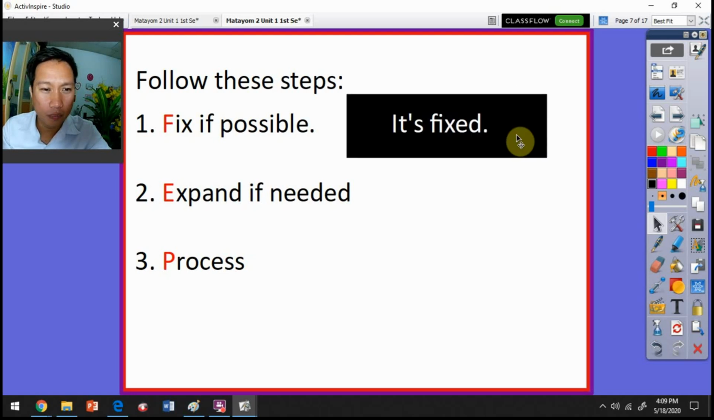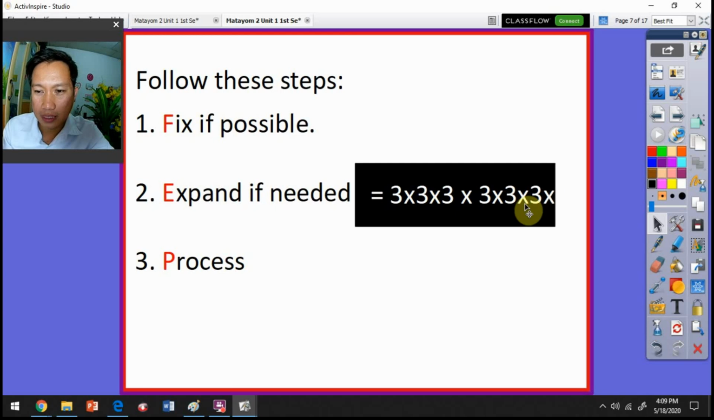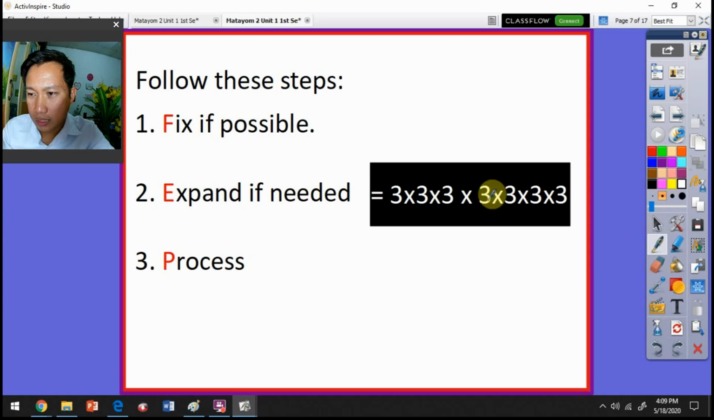Okay, now we need to fix it, but it's already fixed. So what we will do is expand this. 3 to the power of 3: 1, 2, 3, and 3 to the power of 4: 1, 2, 3, 4. I'm counting the number of threes here.